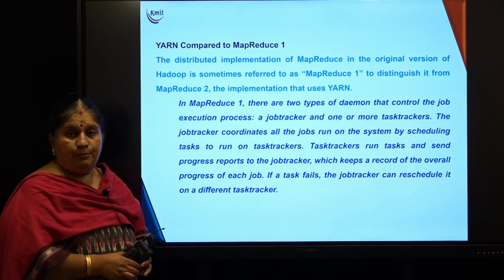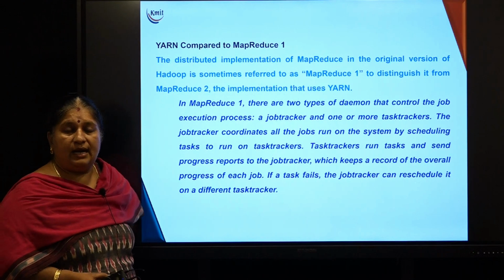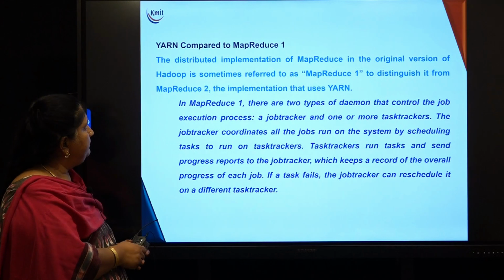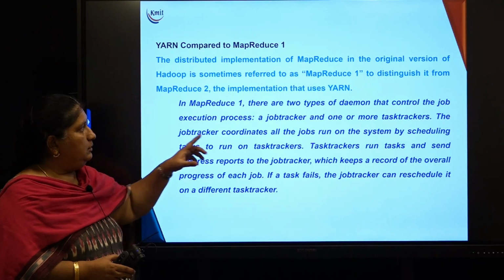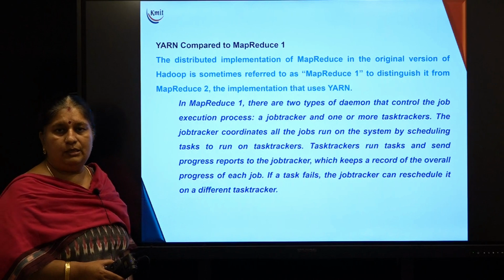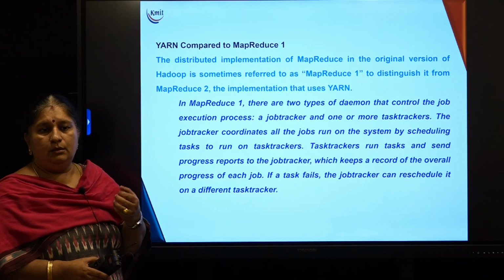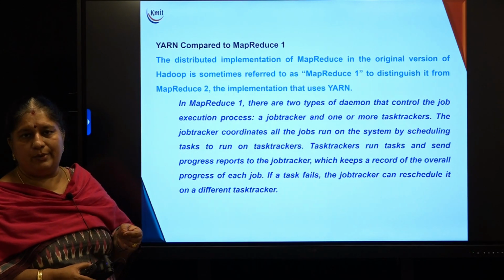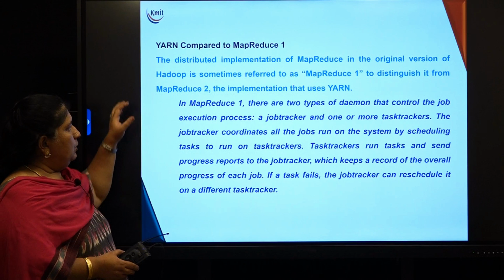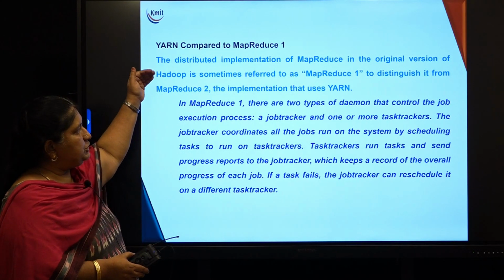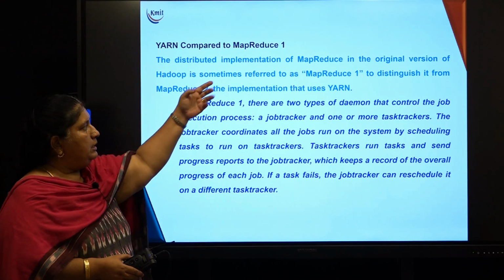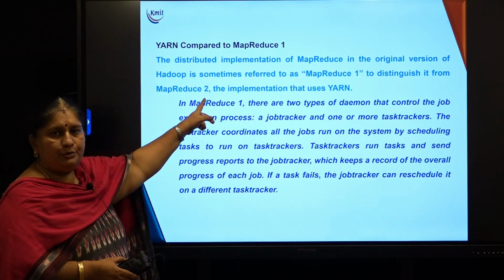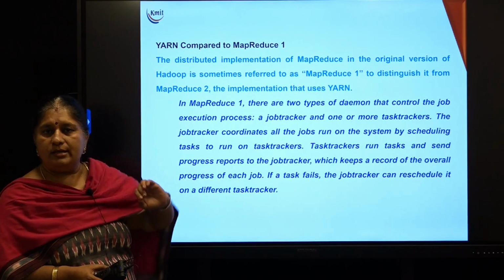Now, this is very important. Yarn, we know it started from Hadoop 2, and the first version is called MapReduce 1. So, what are the differences between these two? Which is advantageous? Which is less advantageous? We cannot say disadvantageous. The distributed implementation of MapReduce in the original version is initially called MapReduce 1 to distinguish it from MapReduce 2, which has a separate component called Yarn.